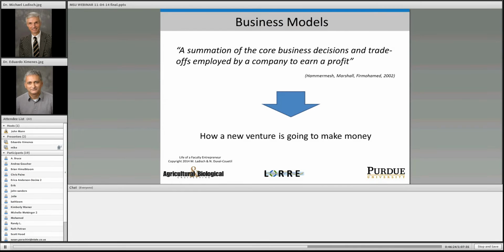So really what one needs in order to bring a technology to the marketplace is a clear vision of what the business model might look like. This slide is not directly from Hamermesh, but basically is from a Harvard Business School case study. And Hamermesh does a very nice job of describing what needs to be done in order to develop a business model, and also defines it very clearly. That's really a summation of core business decisions and trade-offs that are employed by a company to earn a profit. Basically how a new venture is going to make money.